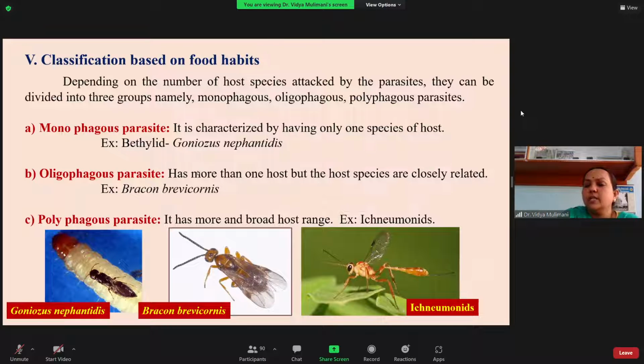Oligo means closely related species are attacked. It has more than one host, but the host species are closely related. So that is oligophagous. Many times I have told you what is mono, oligo, and poly. Poly means it has a broad host range. So that is the Ichneumonidae. Especially the Ichneumonids have a very wide host range compared to the Braconids. So this is the classification based on how many hosts they are attacking, that is the food habit as mono, oligo, and polyphagous.